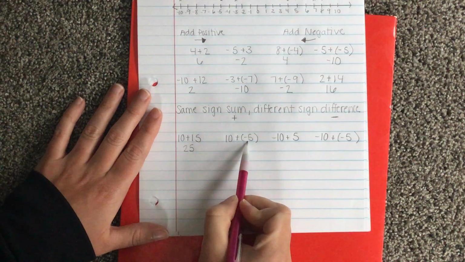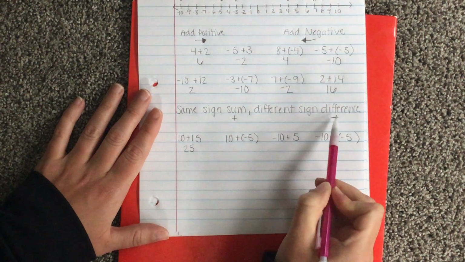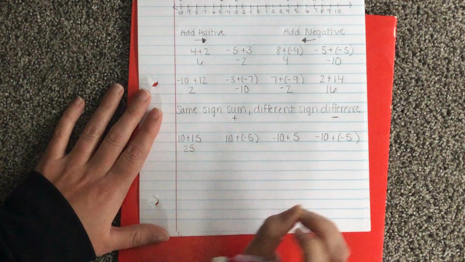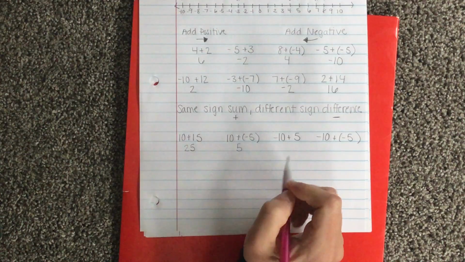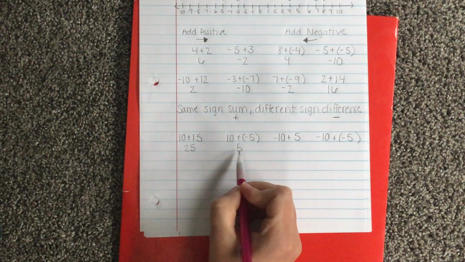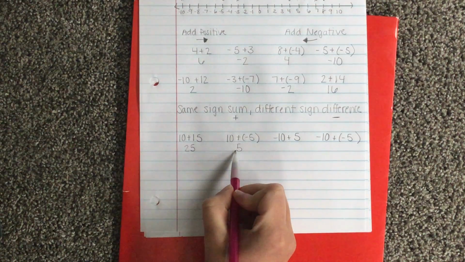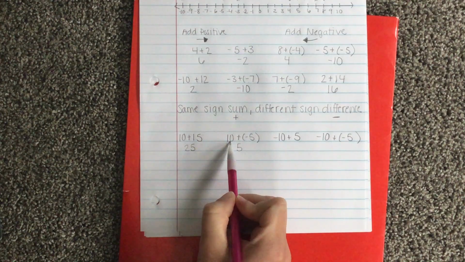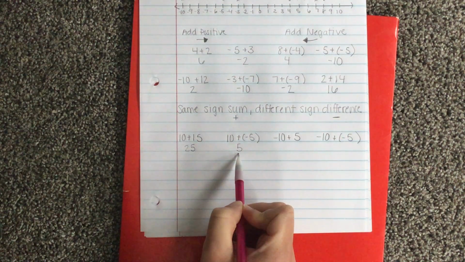10 and negative 5 have different signs. One's positive, one's negative. If they have different signs, you're subtracting. So I'm not thinking of negatives. I'm just thinking 10 minus 5. 10 minus 5 is 5. Now you have to decide if this answer is positive or negative. Because the larger number is positive, my answer is positive. Or think of a situation. I have $10 in my wallet. I owe my mom $5. So now I still have $5 in my wallet. I'm positive. Okay.